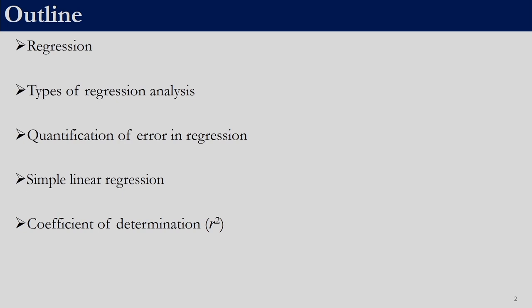Then we will be discussing in this session only simple linear regression. The other types of regression, multiple linear regression and polynomial regression, we'll be looking at in the next session. After that, in order to quantify how good our model is, we'll be looking into something that is popularly known as R square, which is the coefficient of determination. So that is going to be the outline of today's session.